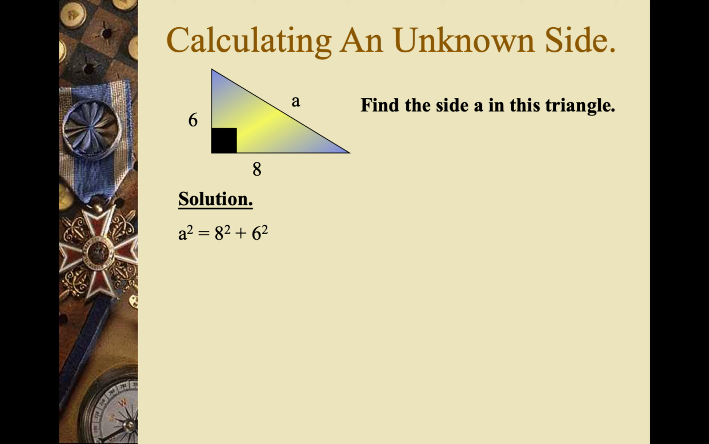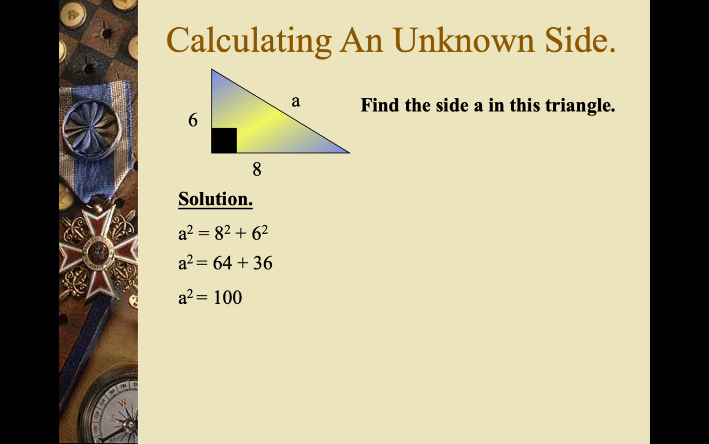So here we've got a squared equals 8 squared plus 6 squared. It doesn't matter in this case if you put the 8 and the 6 first or second. As you can see, we're just adding them together. So we can simplify that equation by saying a squared is 64 plus 36. And sometimes you need a calculator to work them out, and sometimes you can hopefully just work them out in your head. Add the two numbers together, we get a squared equals 100.